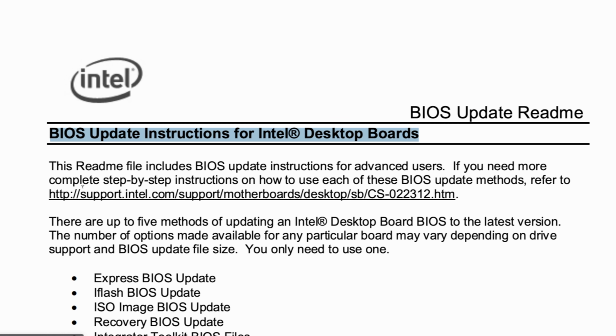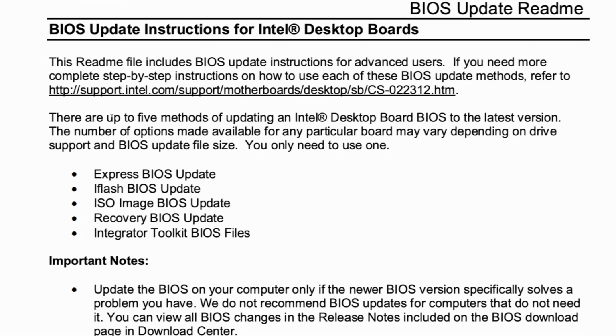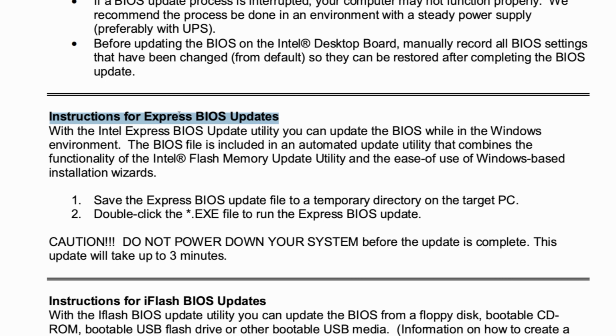Now there are some BIOS update instructions on the Intel website, and there are actually 5 different methods of updating an Intel desktop board like the one that I have here. So let's go over them. We have the Express BIOS update, the iFlash BIOS update, ISO Image BIOS update, Recovery BIOS update, and Integrated Toolkit BIOS update.